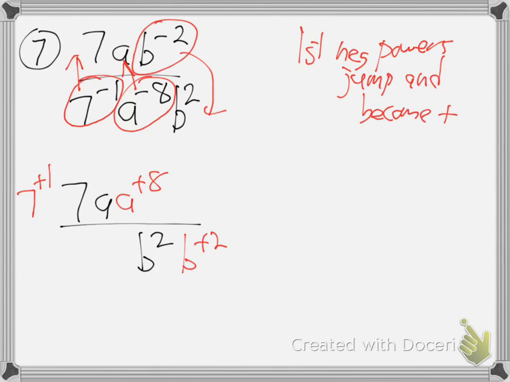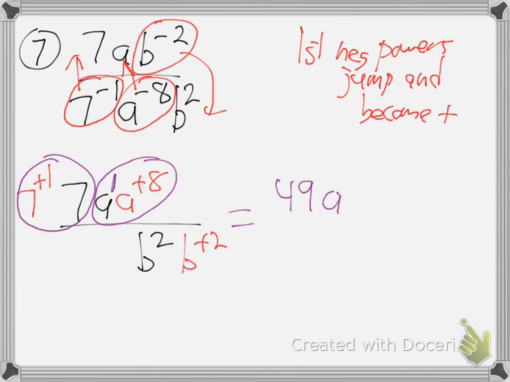So, and now, can you finish it from there? All right, what are we going to do? So what happens with this 7 to the 1 next to the other 7? Yeah, 7 times 7, 49. And what about a next to a to the 8th? Yeah, when they're side by side, powers add. 1 and 8, 9.